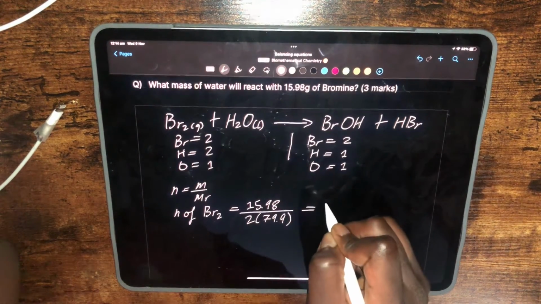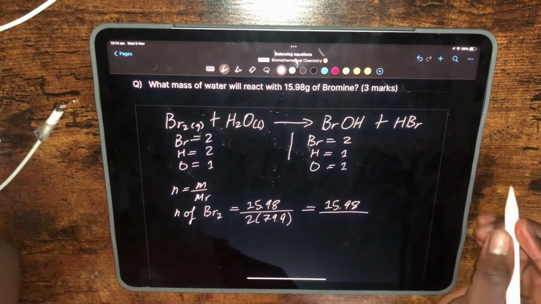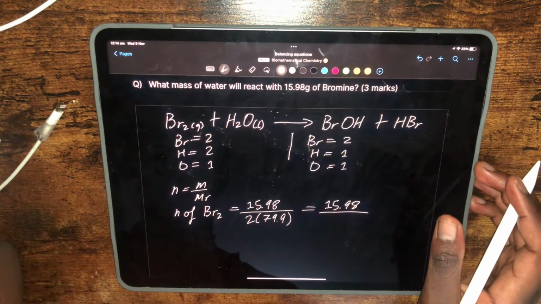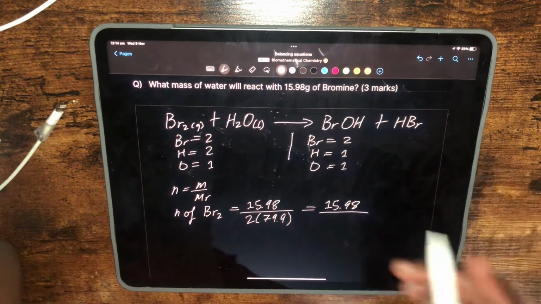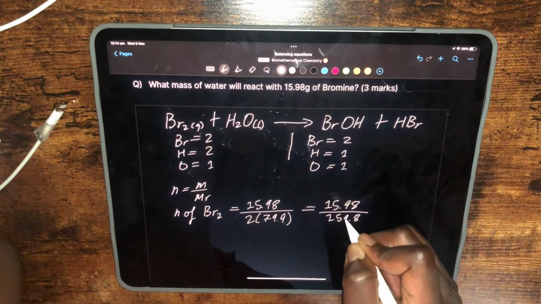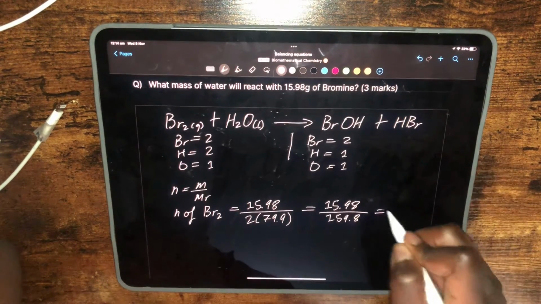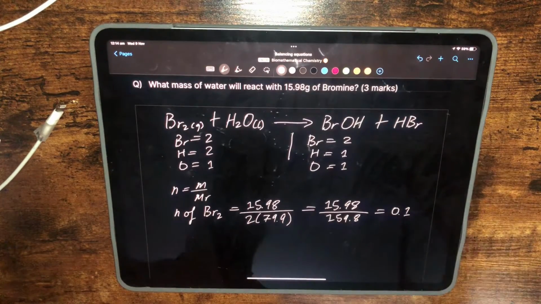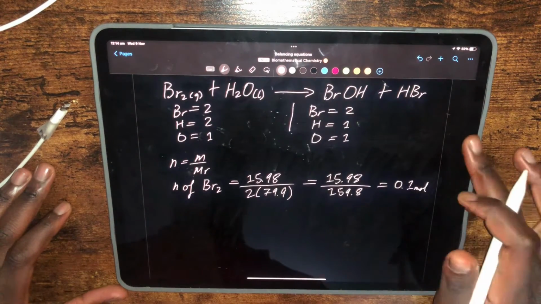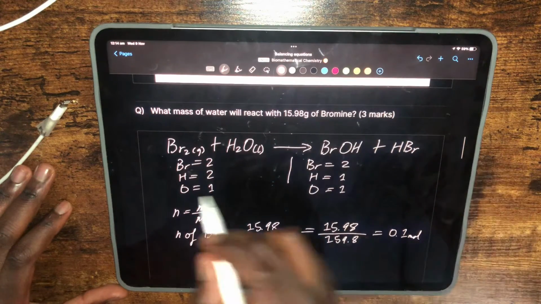And that's the same as 15.98 over 80 times 2, 160, minus the 0.2, 159.8. And oh, this is actually just 0.1. Yeah, 0.1. Well, they probably made it that way anyway, so that's 0.1 moles of Br2. It's a 1-to-1 molar ratio.